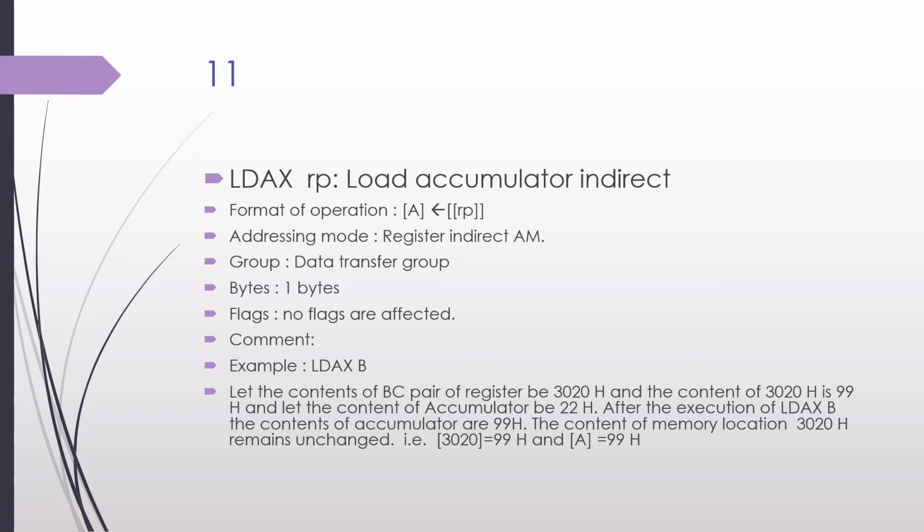So after the execution, what happens? After the execution of LDAX B, the content which is 99 in the memory location 3020, which is there in the BC pair of register, will be moving to accumulator. So after the execution, accumulator contents become 99H.